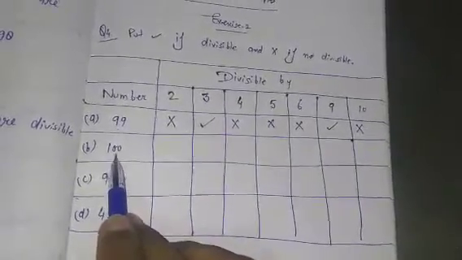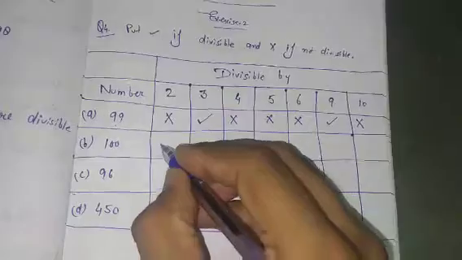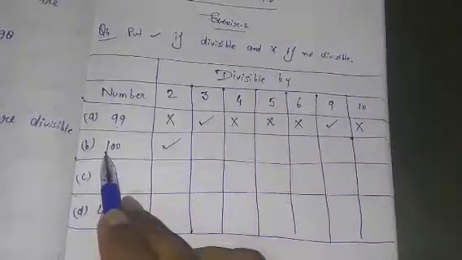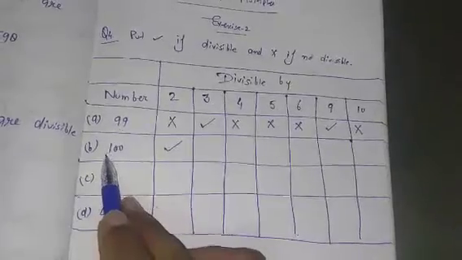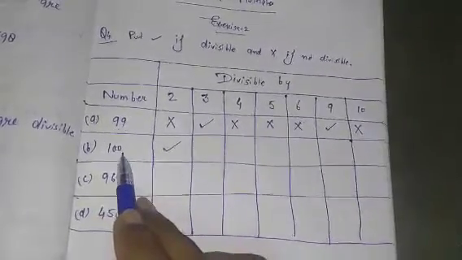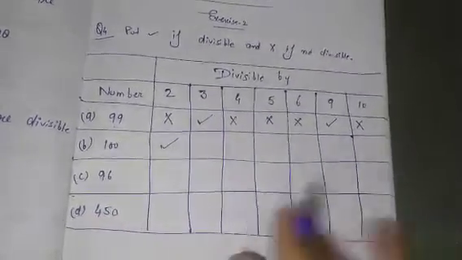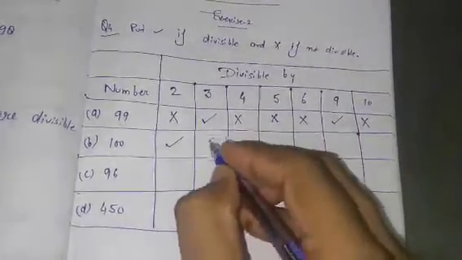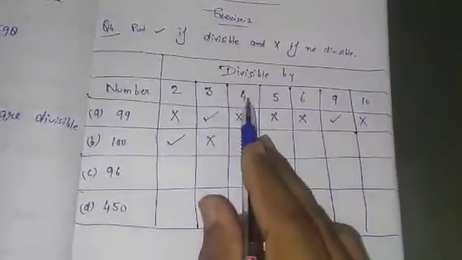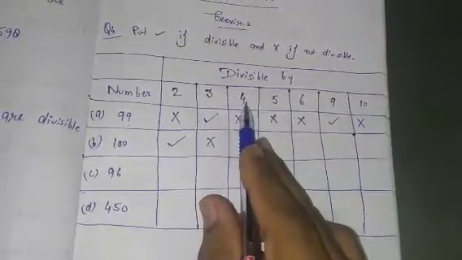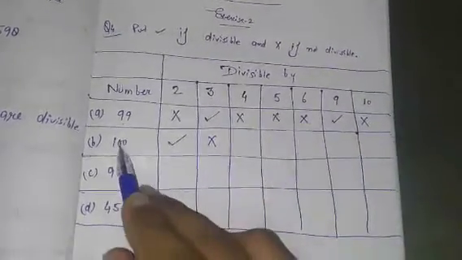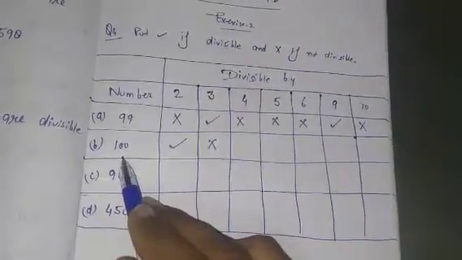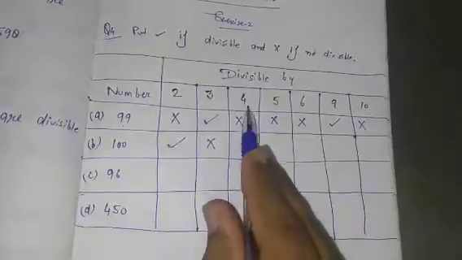So 100, ones number is 0, it means it will be divisible by 2. Okay, so you will put the tick mark here. But the sum of the digits is 1 plus 0 plus 0 is equal to 1. It means 100 will not be divisible by 3, so you will put here cross. Okay, then after that 4 has been given here, and yesterday I told you if the last two digits are divisible by 4 or last two digits are 0, then that number will be divisible by 4.